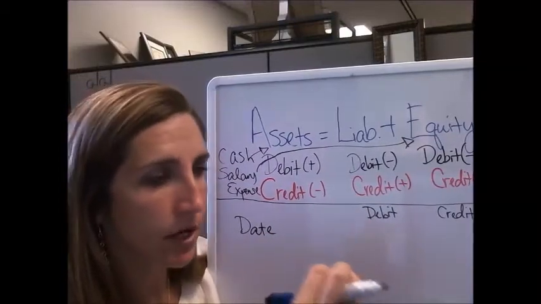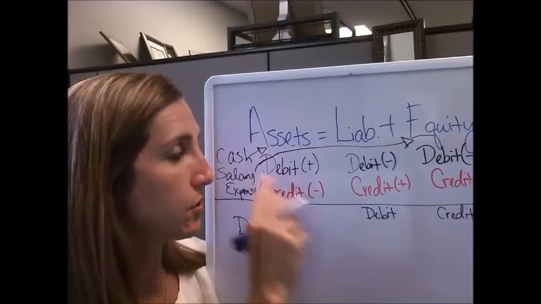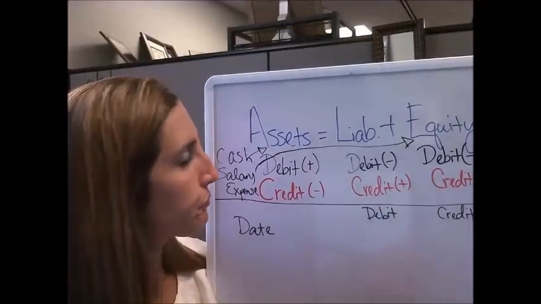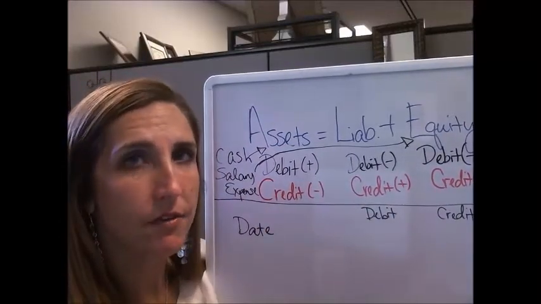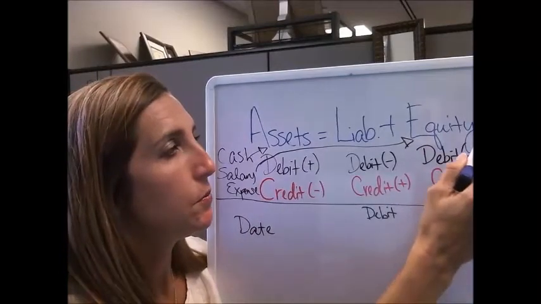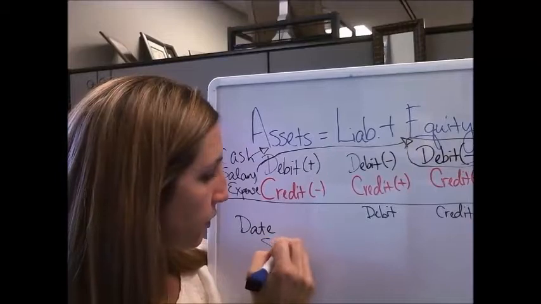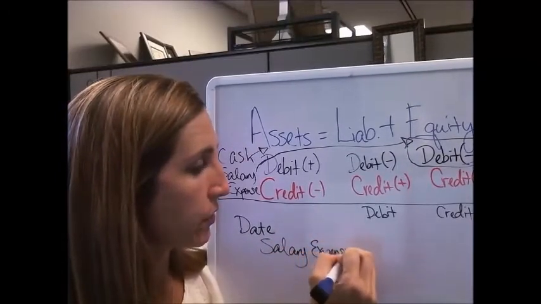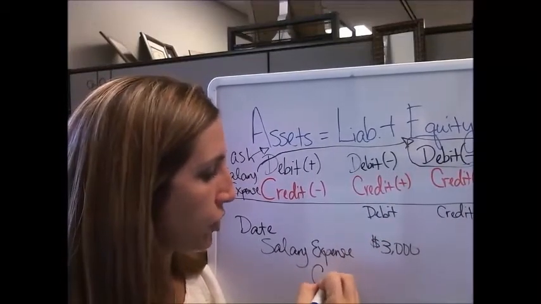Even if you're kind of confused by that, you want to default to knowing when cash goes down, I'm going to credit that account and I'm going to debit the other account. Now, the reason we debit salary expense is because costs are negative. They need to be taking away from your equity. So we're going to write salary expense first because I always list the debited account first. And then I'm going to credit cash.